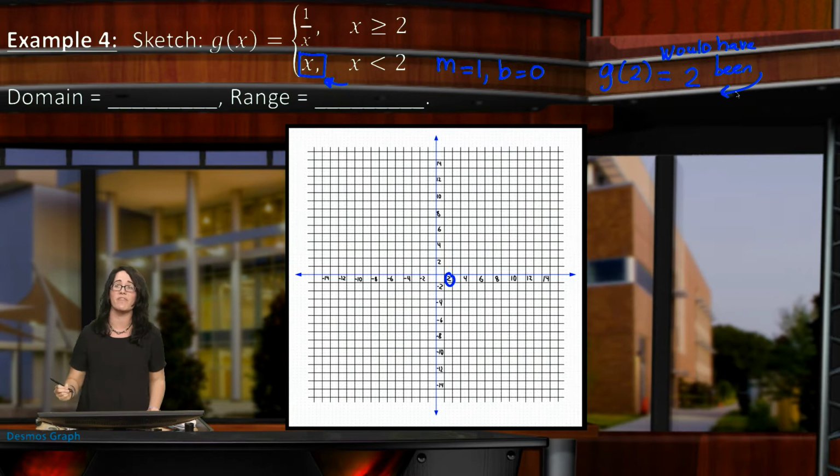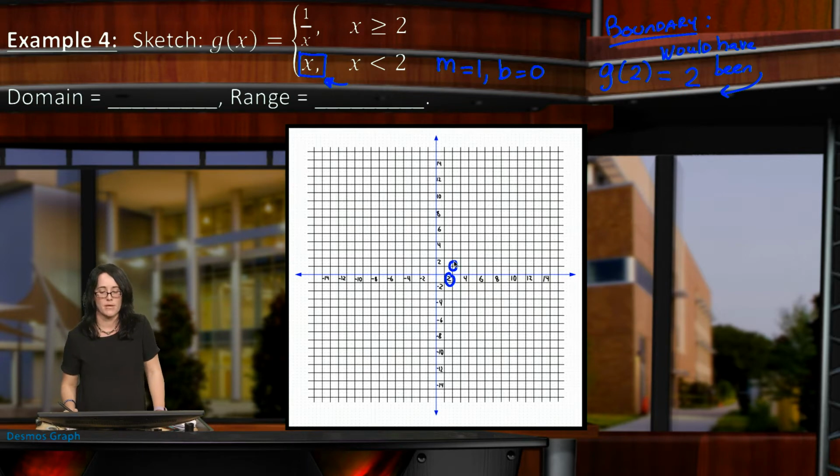Now I say would have been because it doesn't actually exist. This is our boundary point. So this is just for our boundary point. That's what I'm doing here. I don't want to overly confuse anyone. So for our boundary, for our open circle, I'm saying what would it have been? It would have been 2. So when x is 2, I would have had a y value of 2. So that would have been like an open circle there.